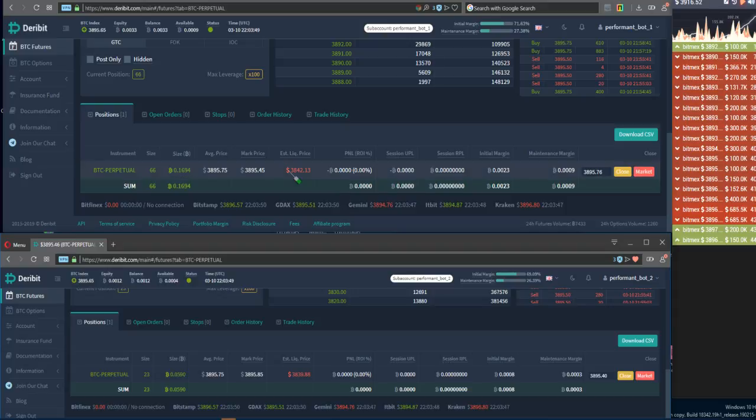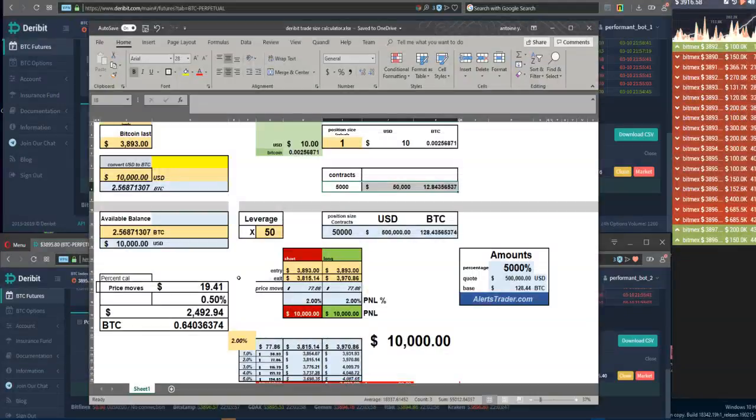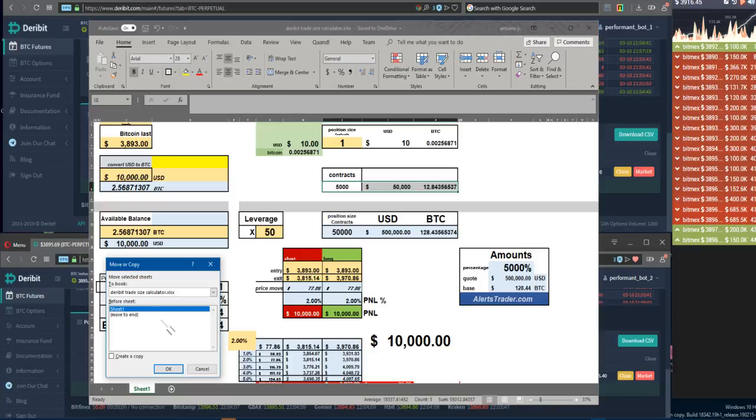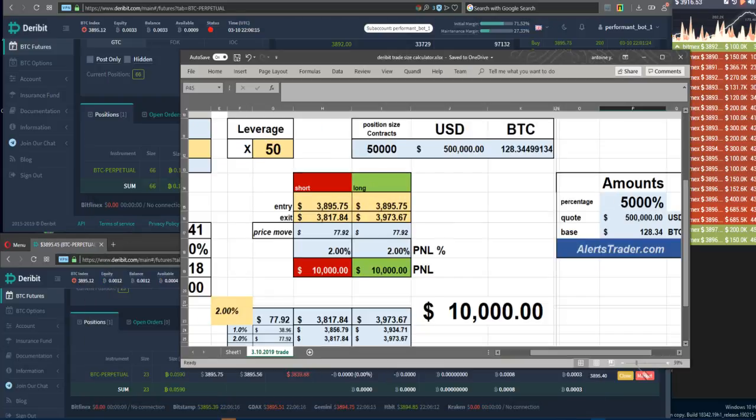Liquidation price must be monitored. Entry and exits. Pull out the old trusty sheet right here. I will duplicate this. Tear it off, right? Where's the duplicate? View code, protect, move, or copy. Create a copy. Move to end. The sheet looks different. Looks kind of odd. Ooh, but I got my scroll wheel back. Load this up.